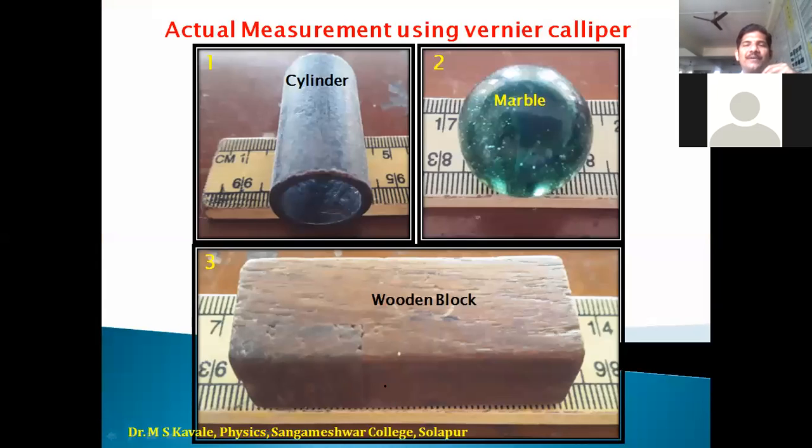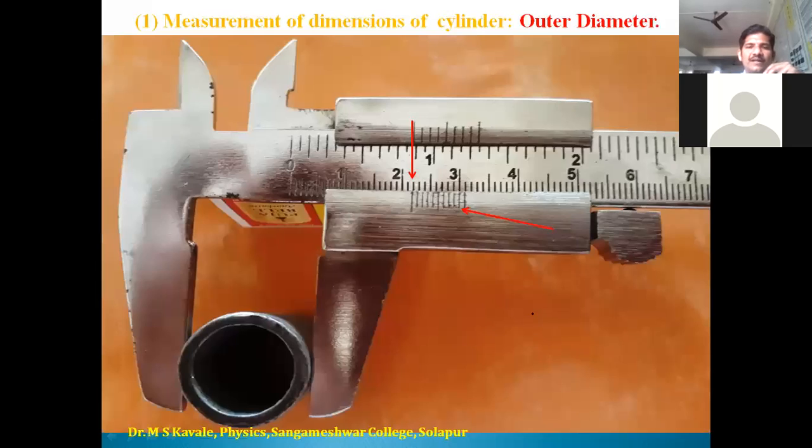Now, you might be remembering these were the objects, first one cylinder, then marble, then wooden block. And you have to measure outer diameter of cylinder, length of cylinder, inner diameter of cylinder, then outer diameter of marble as a sphere, then thickness, breadth, and length of the wooden block. So in this photograph, we can observe that the Vernier caliper is measuring outer diameter of this cylinder. Actually it is a piece of pipe.